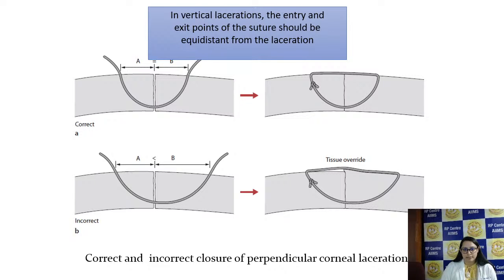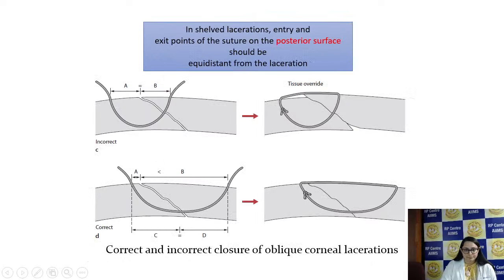So now this is the rule which we follow for vertical lacerations. The entry and exit points should be equidistant from the laceration, as we can see in image A, where the entry and exit points are similar, which leads to a proper wound apposition. However, image B represents that the distance A is less than B, which leads to further overriding of tissue.